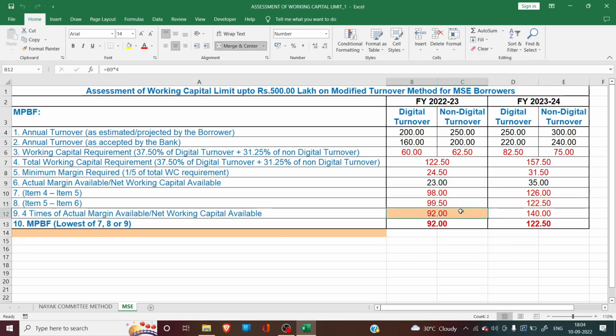Here, in case the margin availability is lower than the minimum margin required, then we have to calculate 4 times the actual margin available. For this year, it comes to 92 lakhs, and for next year, it comes to 140 lakhs. Again, the MPBF would be the lowest of these three. So for financial year 22-23, the lowest of these three comes to 92 lakhs, and for next year, it comes to 122.50 lakhs. The MPBF would be calculated accordingly, and the entire working capital limit would be fixed depending on the MPBF calculated for these two.